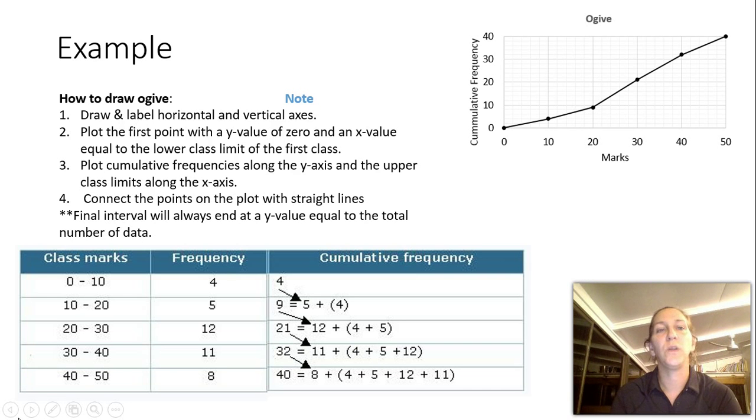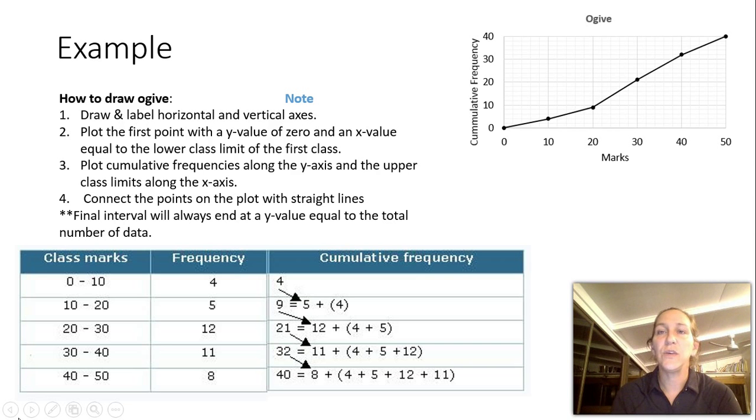The final interval will always end at the y value that's equal to the total number of data. So we have 40 sets of data, and our cumulative frequency ends up at 40. We have 40 students, 40 marks to have essentially plotted up there.